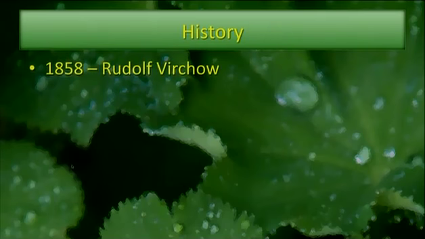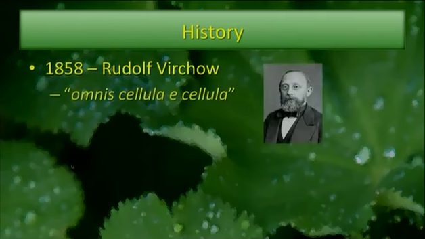So in 1858, Rudolf Virchow stated, "Omnis cellula e cellula." That means that every cell comes from a pre-existing cell. So he was trying to state that spontaneous generation doesn't happen, which was quite controversial at the time, because many people believed that animals could be spontaneously generated from dust. So his statement that all cells come from pre-existing cells was quite a controversy.